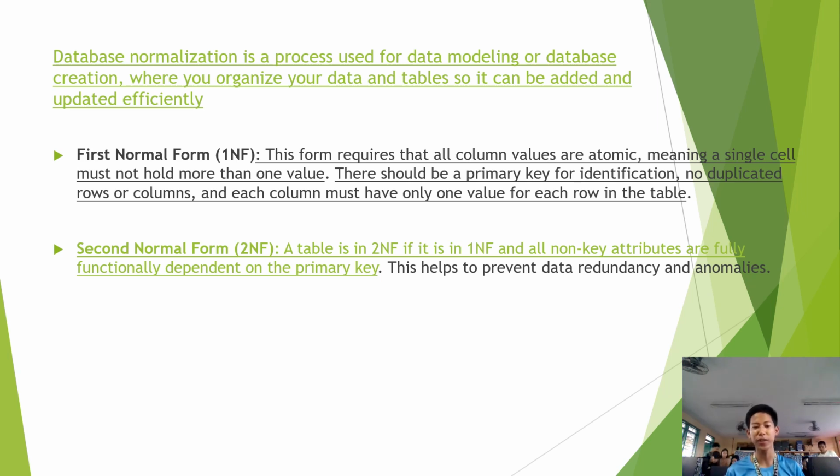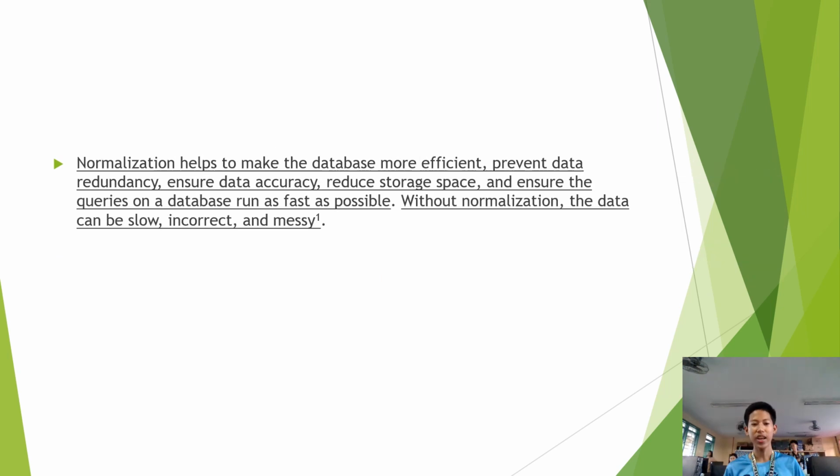The second normal form. A table is in second normal form if it is in first normal form, and all non-key attributes are fully functionally dependent on the primary key. This helps to prevent data redundancy and anomalies. The third normal form must be dependent only on the primary key, and no non-key attribute should depend on another non-key attribute.